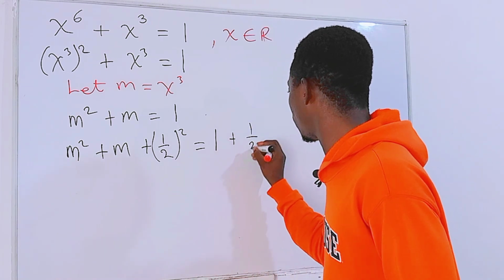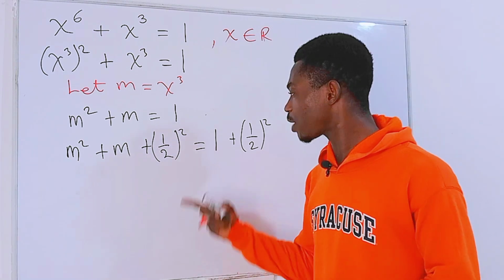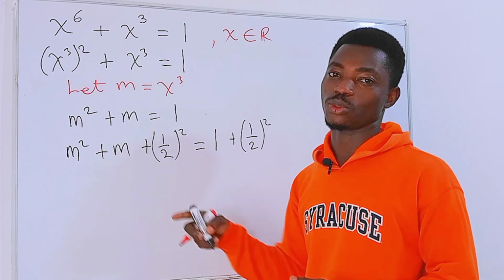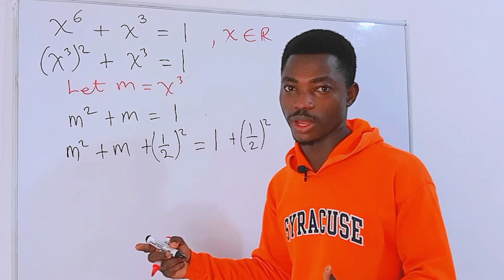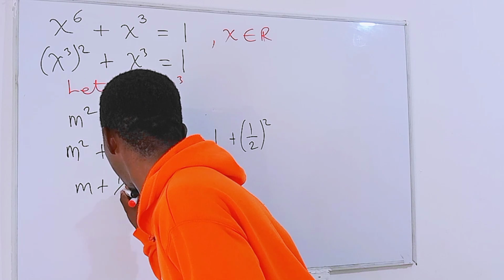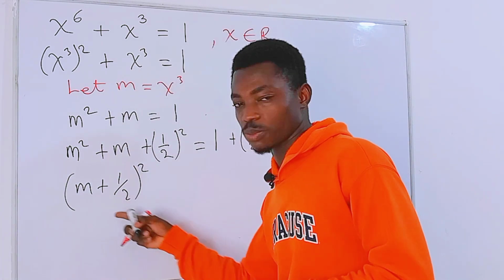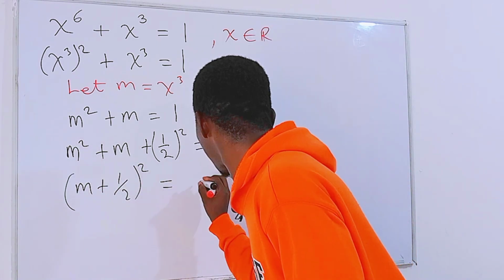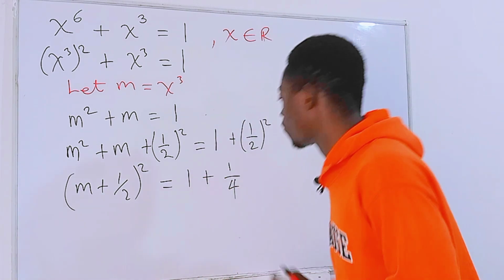So we have 1 over 2 all squared. Now the reason is simple. We just want the left-hand side to be a perfect square. That is how come we added this to each side of the equation. So now the whole of this is a perfect square, which could also be written as m plus 1/2 all squared. If you expand this, you'll be getting this back, so we have done nothing to it. And this is equal to 1 plus, simplifying this, we have 1 over 4.